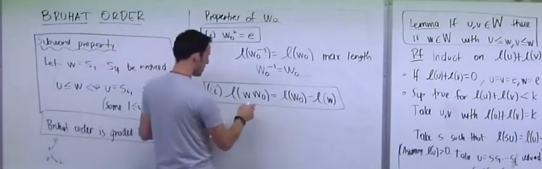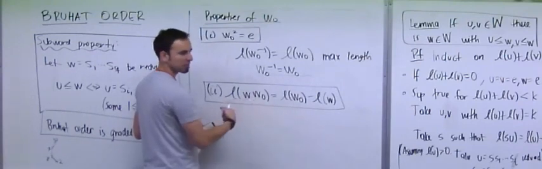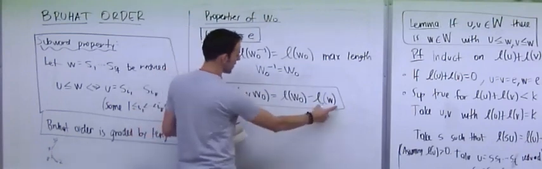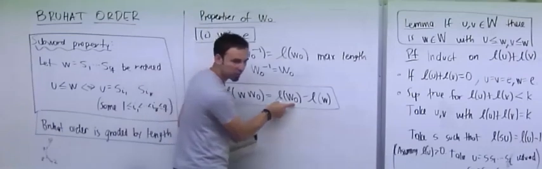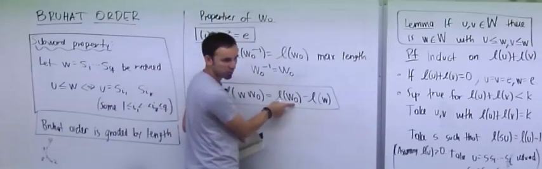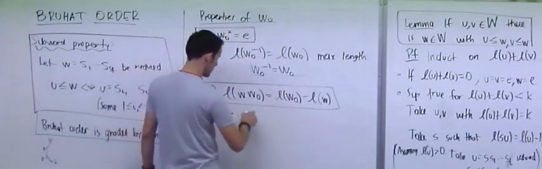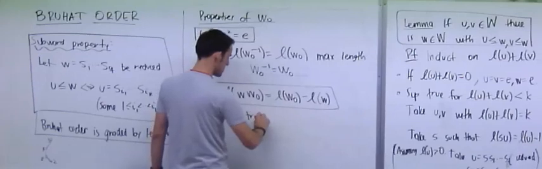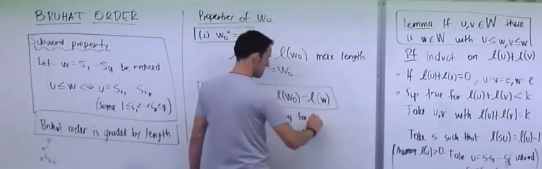So, proof. Let's prove both inequalities. Okay, so how do we prove this inequality? By proving that the length of W plus the length of W naught is greater than or equal to the length of W naught. And this is one of your homework problems, basically. This is the triangle inequality for the metric of the homework.